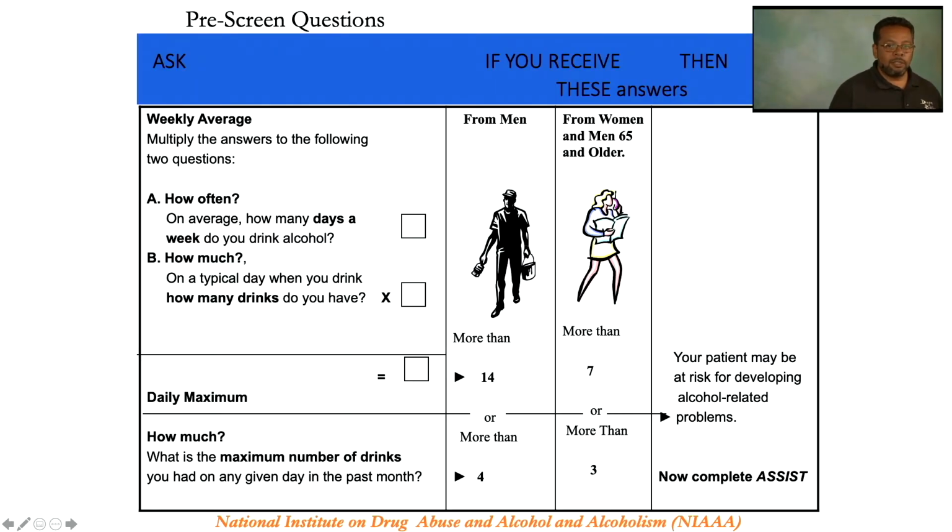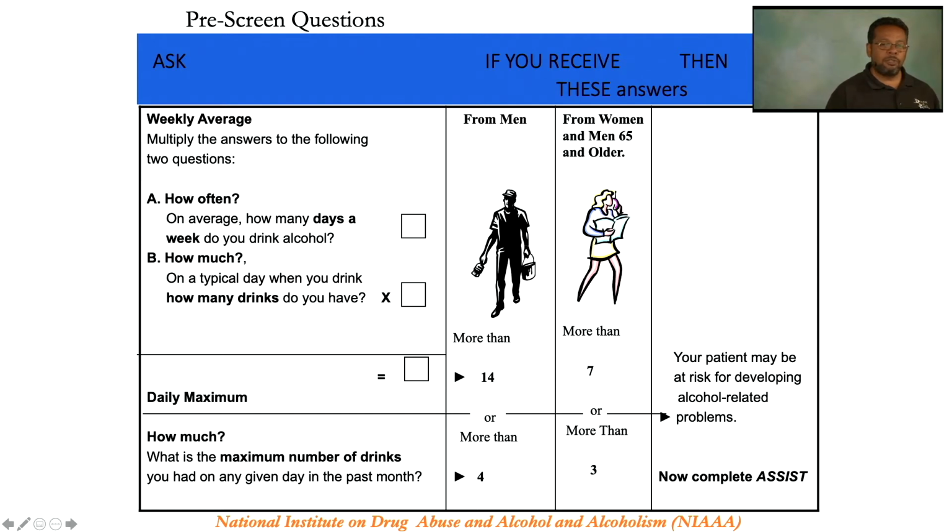This is the quantity frequency pre-screen developed by the National Institute on Alcohol Abuse and Alcoholism. You multiply the amount of alcohol consumed on one day by how many days per week to come up with the total amount that a person has consumed within 1 week. Now we're going to look at key things to look at. We want to know how often and how much. That's going to help us determine the total for the week. If the total is more than 14 drinks per week for men under 65, they are at risk and the assist needs to be completed.